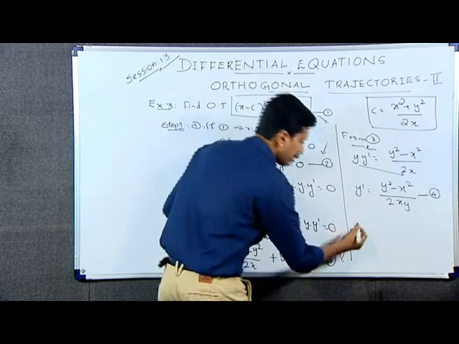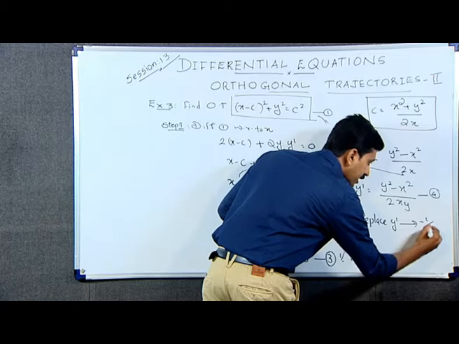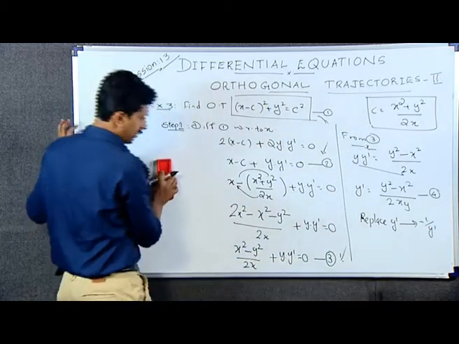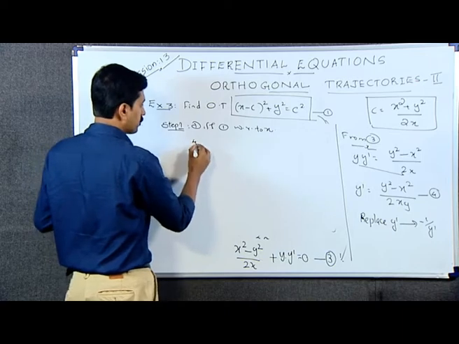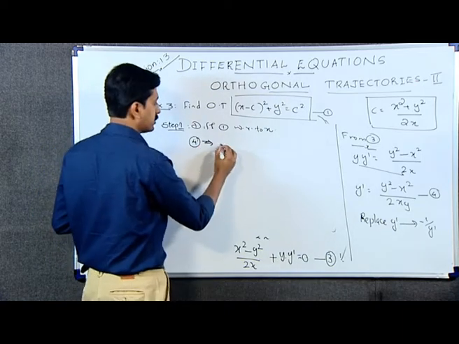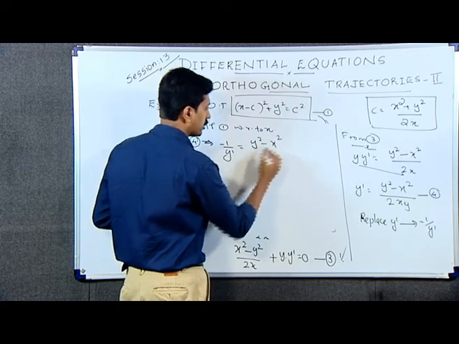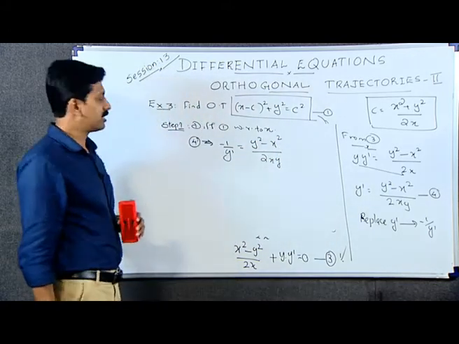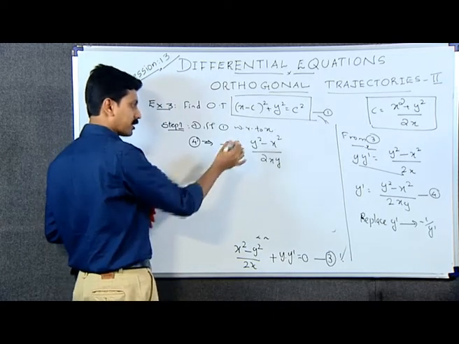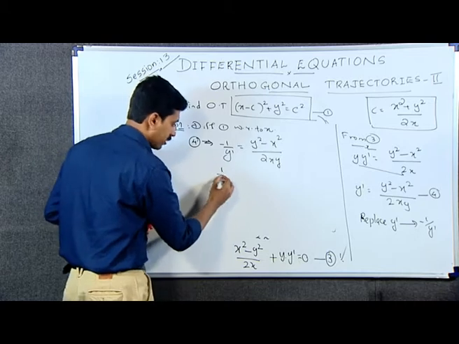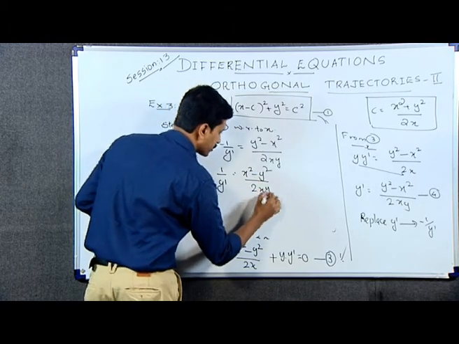In the next step, what we will do is replace y dash by minus 1 by y dash. See what will happen in that step. Instead of y dash we replace in 4, therefore our 4 becomes: y dash changes to minus 1 by y dash, and this side is equal to (y square minus x square) divided by 2xy. Taking the negative to the other side and taking the reciprocal, 1 by y dash is equal to (x square minus y square) divided by 2xy.